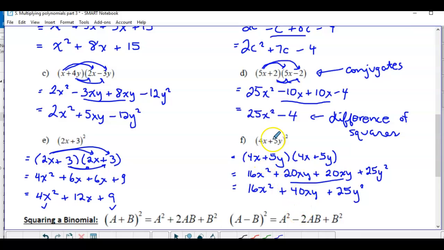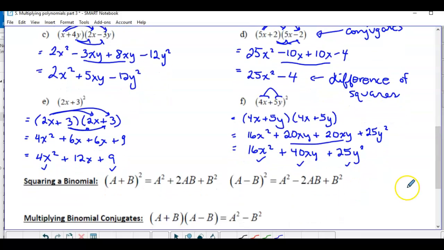So fast way, we could square 4x, that would be 16x squared. We could square 5y, that would be 25y squared. And then multiply these two together would be 20xy, and double it would be 40xy. If you wanted to do a fast way. It might take you a bit. You might not do the fast way this semester in this course, but when you get to 10C, maybe you'll feel comfortable then using the fast way.